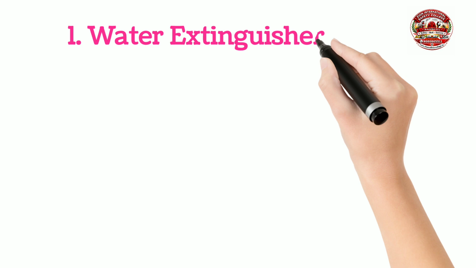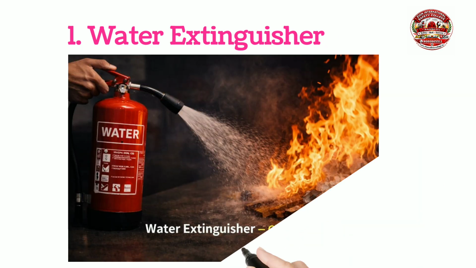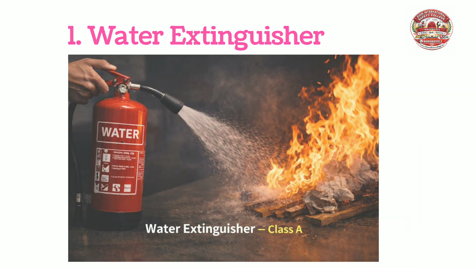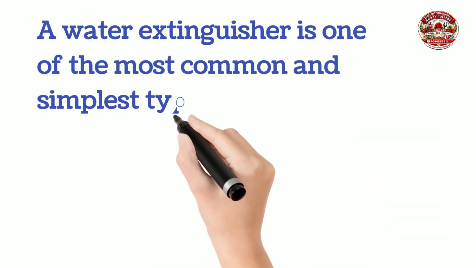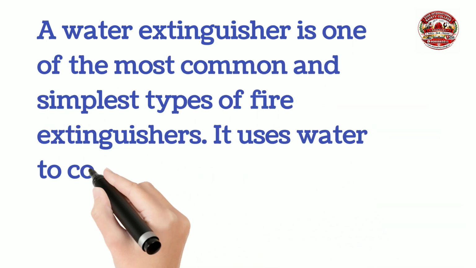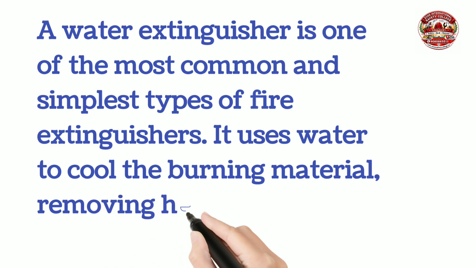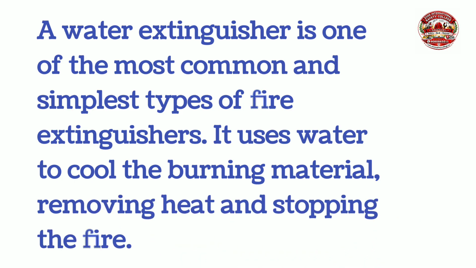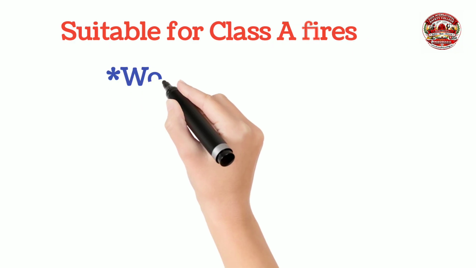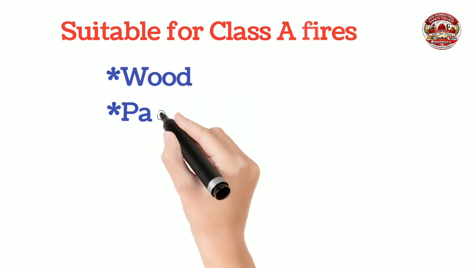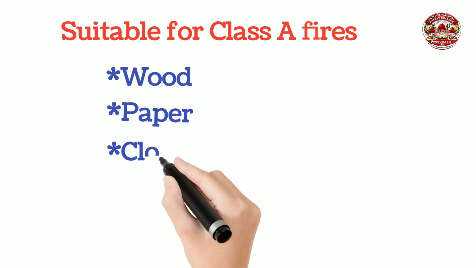Water extinguisher. A water extinguisher is one of the most common and simplest types of fire extinguishers. It uses water to cool the burning material, removing heat and stopping the fire. Suitable for Class A fires: wood, paper, cloth, rubber, plastics.